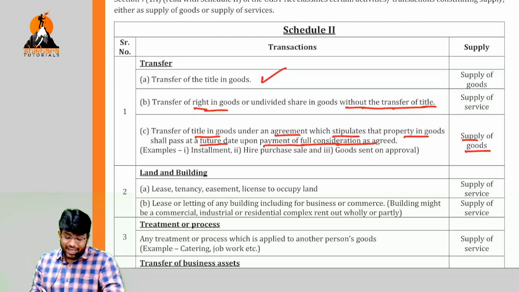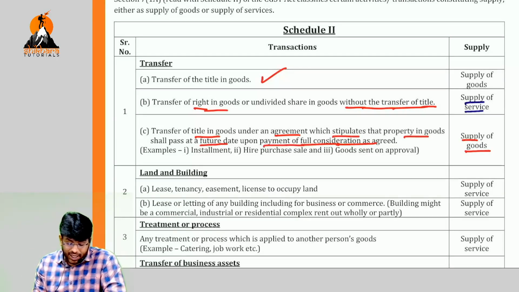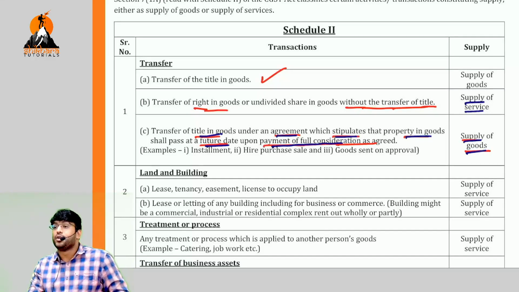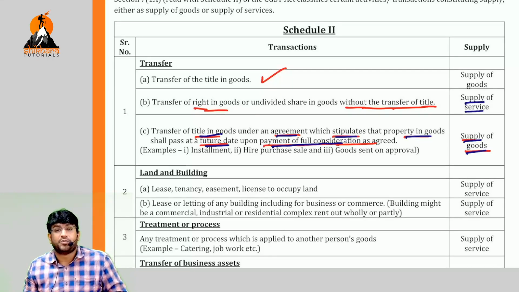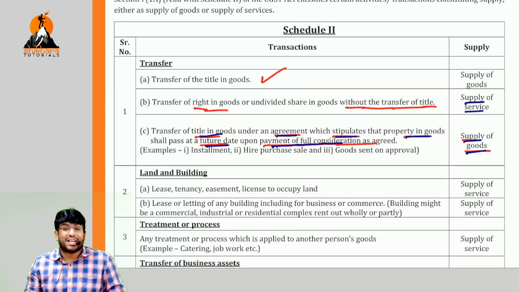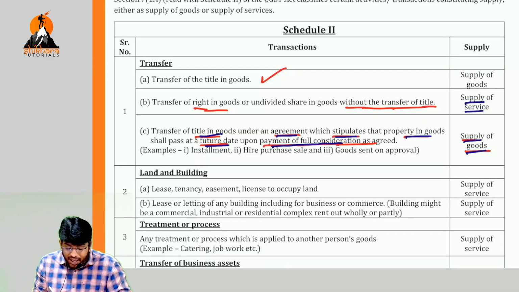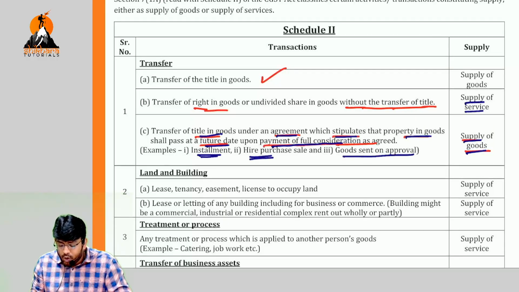Transfer of right without transfer of title, what do you call it? Supply of service. Next, transfer of title under an agreement which stipulates that property shall pass at future date upon payment of full consideration. It is called supply of goods. We wrote one line, transfer of title, transfer of right with the title, either immediately. Example you see, installment system, hire purchase system, goods sent on approval.